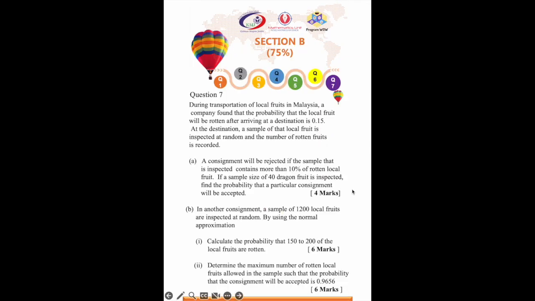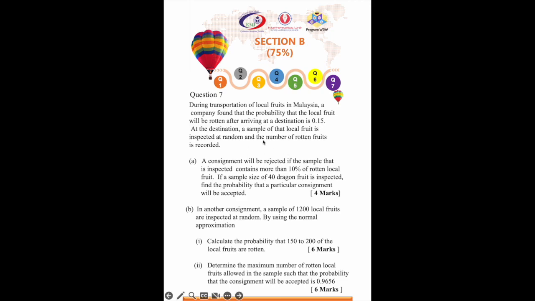Okay? For the final part of this section, it is on a special distribution, but we need to know if it's normal, binomial, or Poisson. Those three distributions are very distinct, very different. So for this part, they say that the local fruit will be rotten after arriving at a destination. So this is the probability that it will be rotten. So you know that rotten, not rotten, left or right. Anything that has complete contrast is a binomial. So this is binomial distribution.